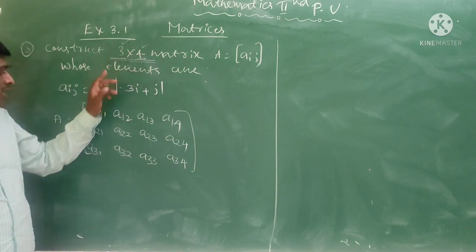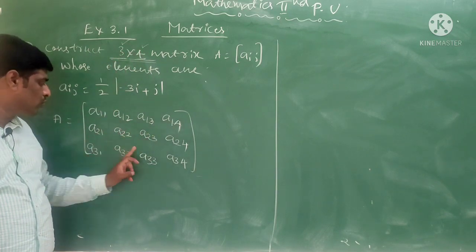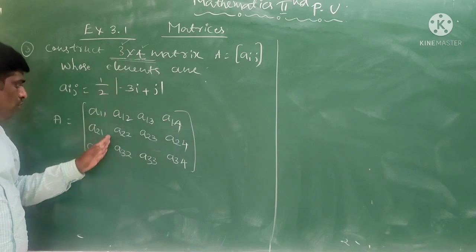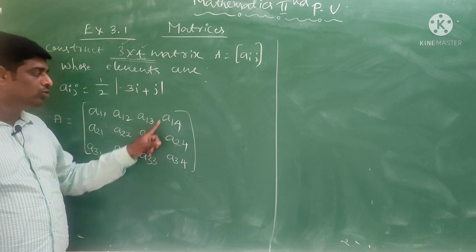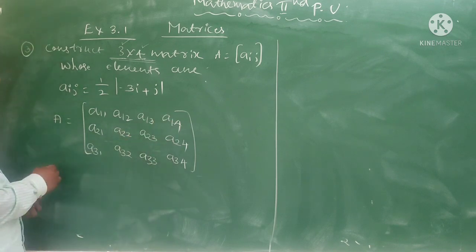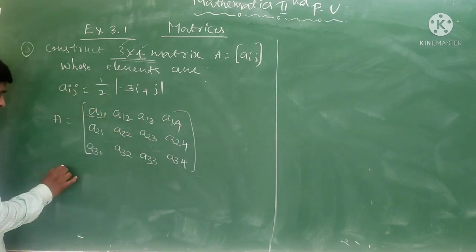3x4. This 3 means 3 rows. This 4 means 4 columns. See, first column, second column, third column, fourth column. Now I want to find one by one.